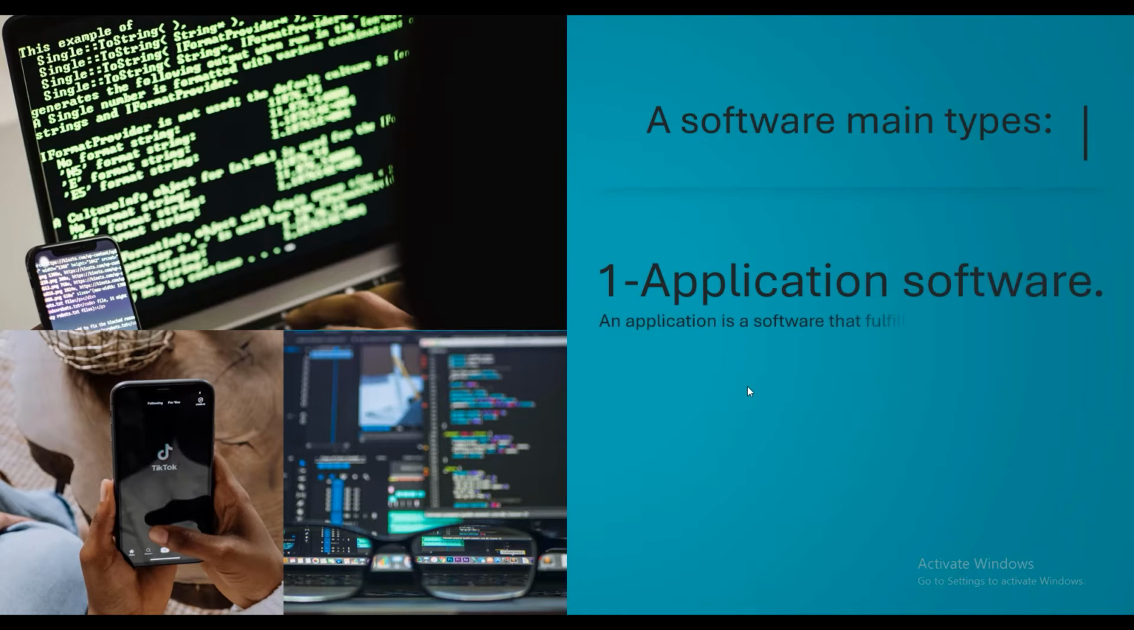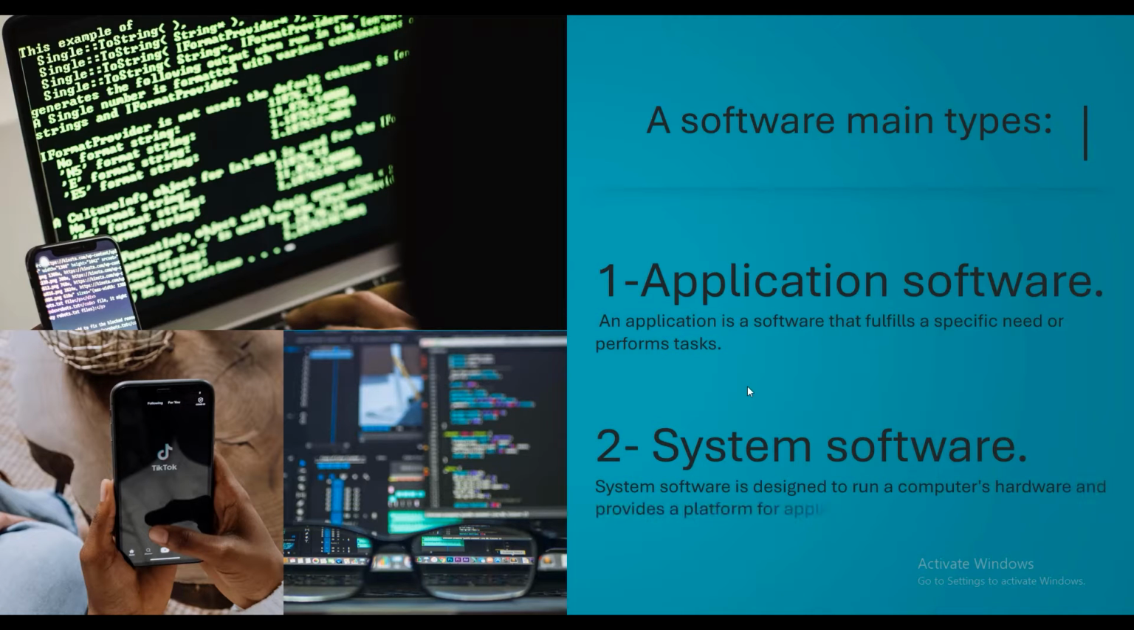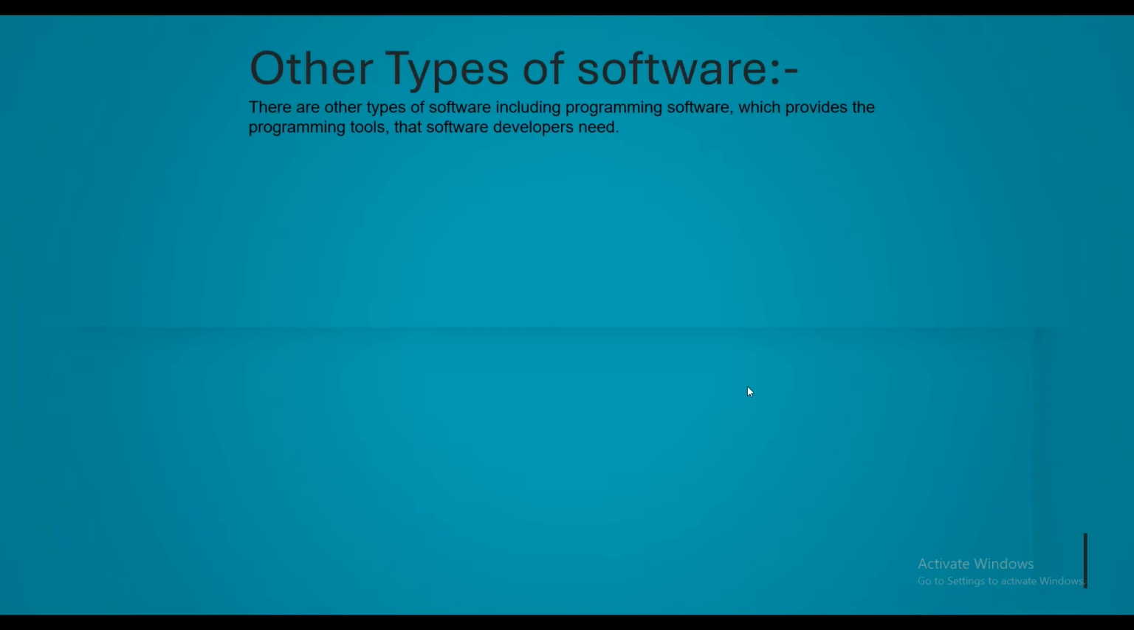There are two main types of software, which are the application software and the system software. Application software is a software that fulfills a specific need or performs tasks. System software is designed to run the computer's hardware and provides a platform for applications to run on top of, like Windows, Mac, and Linux.